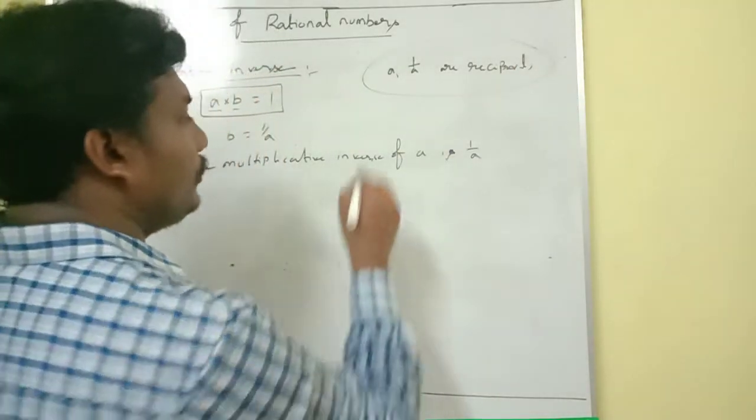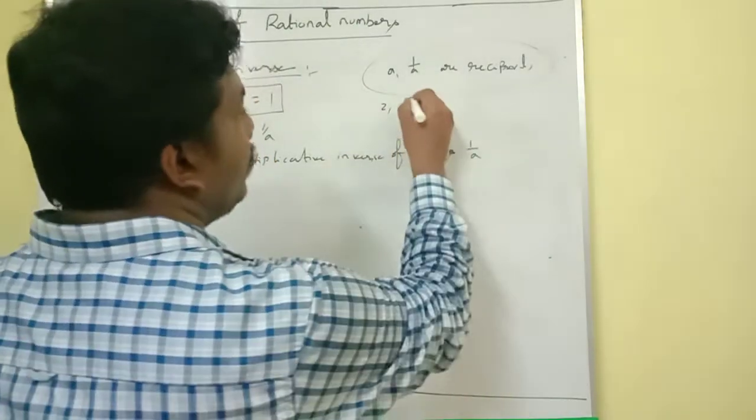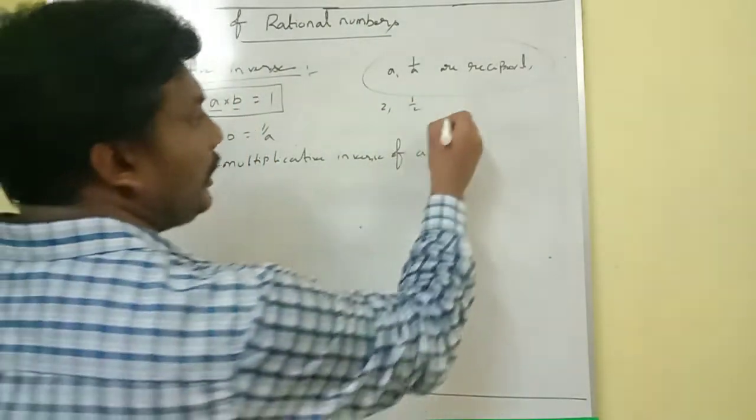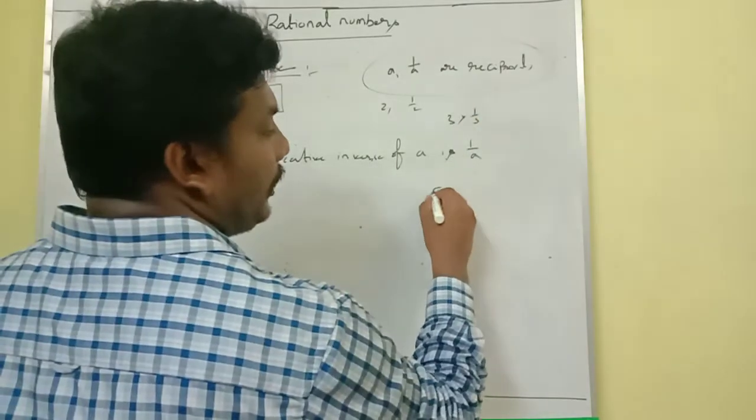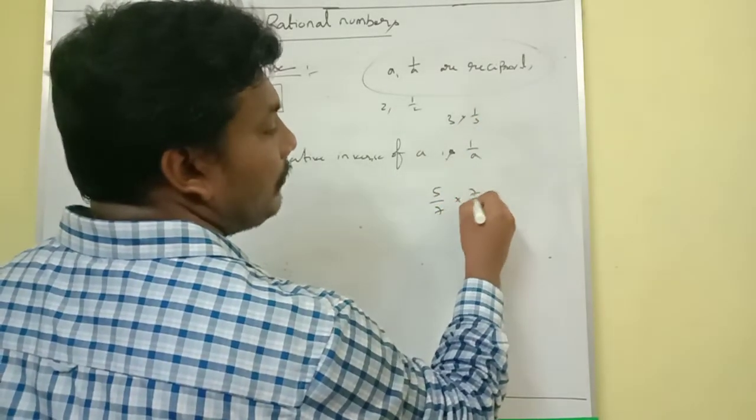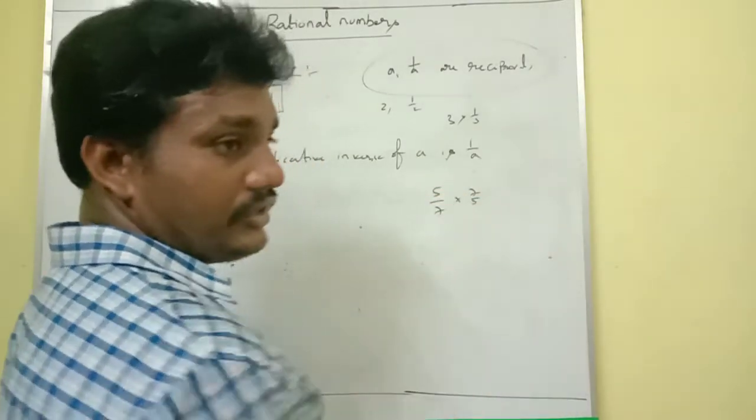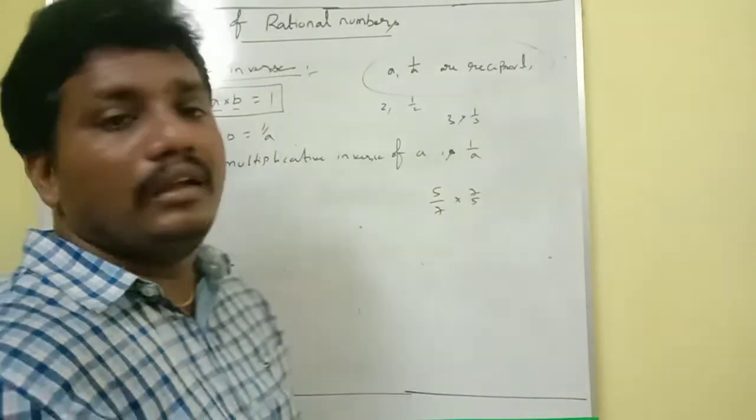So simply, we can take 2. What is the reciprocal? 1 by 2. Take 3. What is the reciprocal? 1 by 3. Okay. 5 by 7. What is the reciprocal? 7 by 5. We can just interchange the numerator and denominator to get the reciprocal.